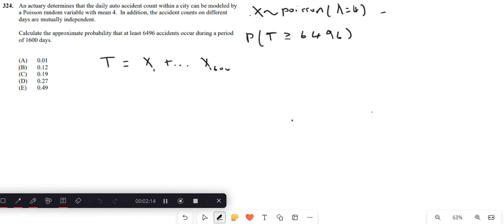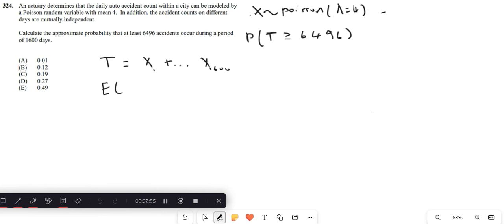So we need to find the expected value of T. First of all, this is a central limit theorem problem. The reason is the huge sample size. We're talking about 1600 random variables, and whenever we have such a huge number of random variables, we very closely approximate the normal distribution. So T is going to be normally distributed. We need to find the expected value of T and the variance of T.